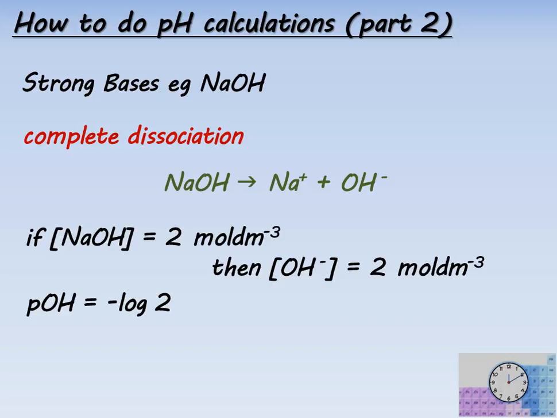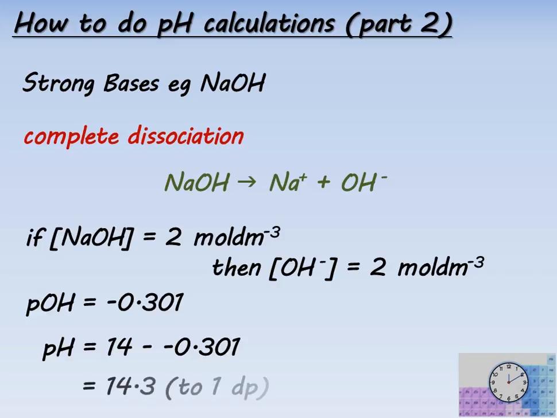Let's do the pOH method. pOH is minus the log of the OH concentration, which is negative log 2, which is negative 0.301. Put this into the rearranged pKw equation, and assuming we're at 298 Kelvin, we get 14 minus negative 0.301, which of course gives us a value to 1 decimal place of pH 14.3.